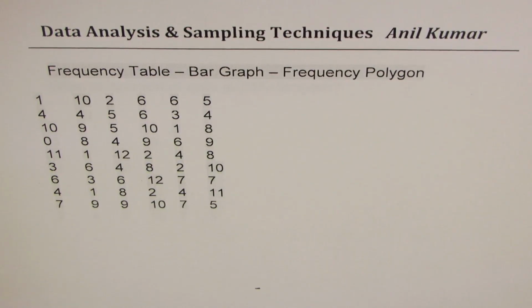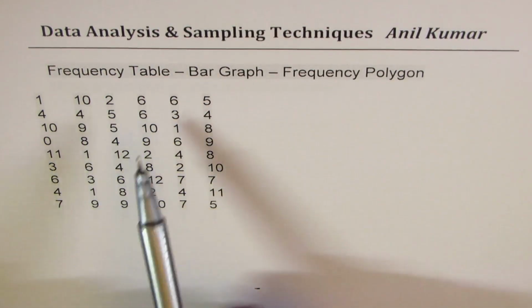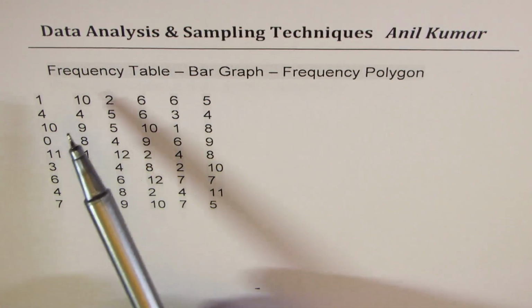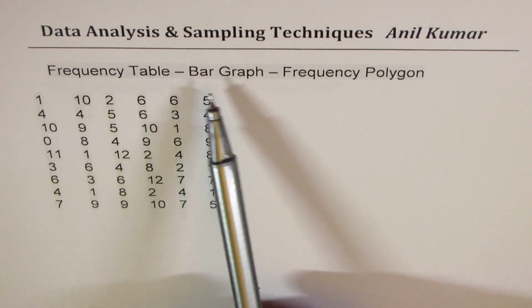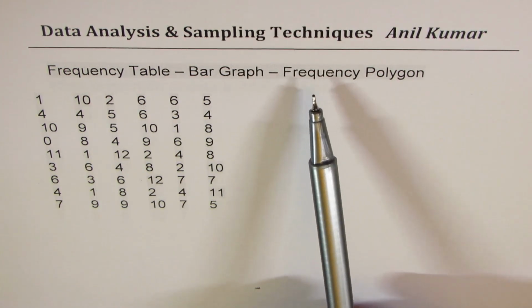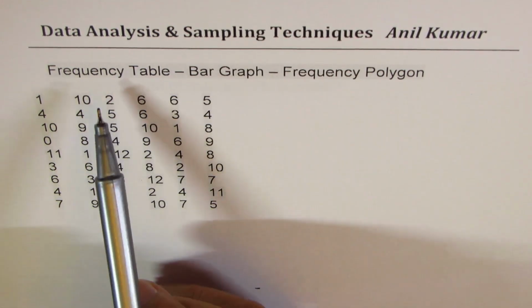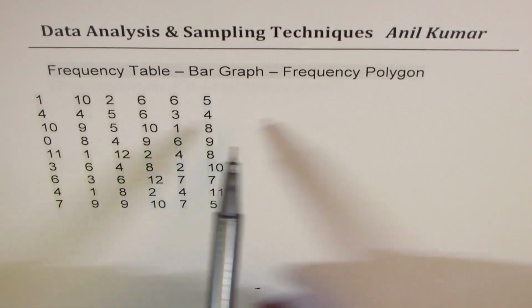Now let's try to analyze the data. So we'll now concentrate on data analysis. In this example, we'll continue and make a frequency table, bar graph, and frequency polygon. I think I'll take the frequency polygon in the next sheet. Now let's concentrate on the frequency table and bar graph.